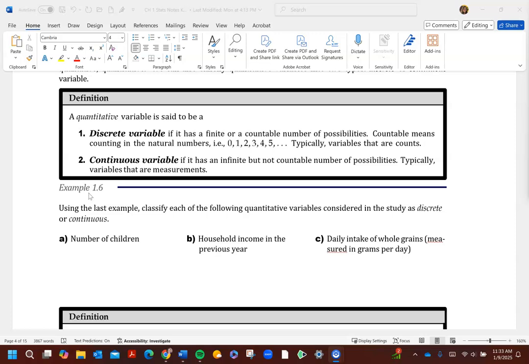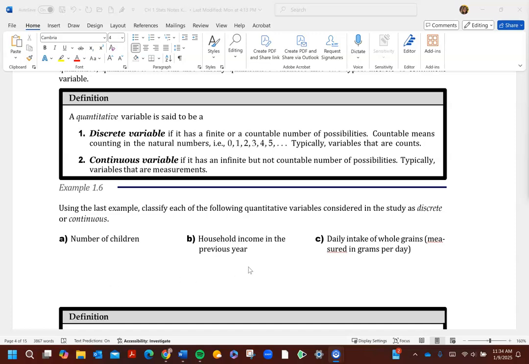Example 1.6, using the last example, classify each of the following quantitative variables considered in the study as discrete or continuous. You could just reference what's up top there in the definition. So number of children, would that be discrete? Are they countable one by one, or would there be fractional parts? Well, I hope one by one would be the answer. So that would be discrete.